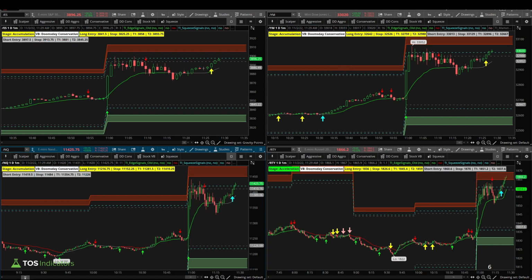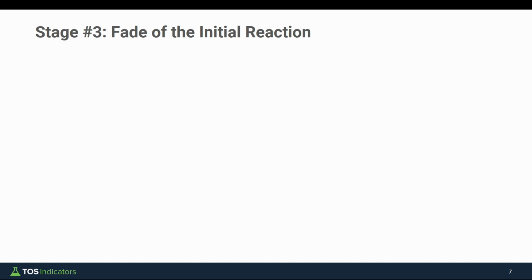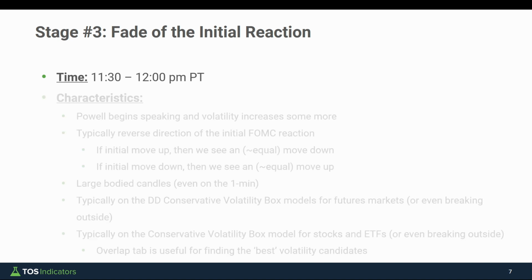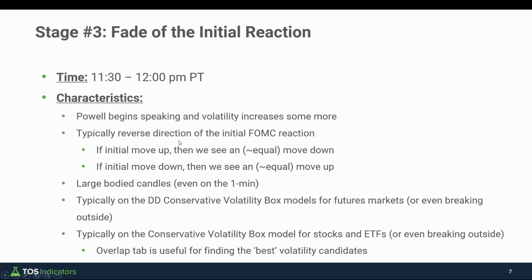Now this takes us to stage 3, which is the fade of the initial reaction. This time period is the next 30-minute chunk in that 11 to 12 p.m. Pacific hour, so this is now 11:30 to 12 Pacific. This is leading up to the final hour of the markets now. Some of the common characteristics of this particular stage: the volatility picks up once Powell begins speaking, and that's during this 30-minute chunk. And we can see that quite clearly with the actual fade here.